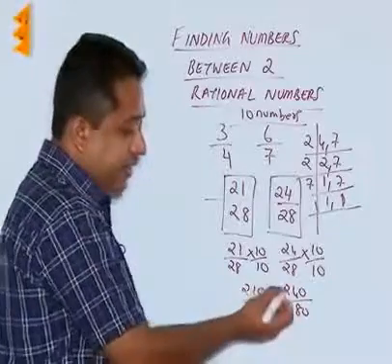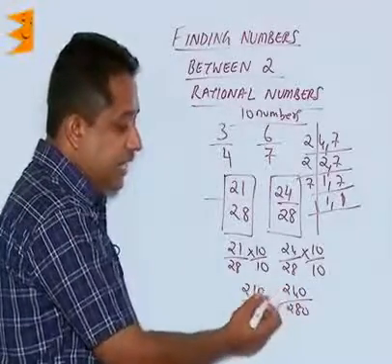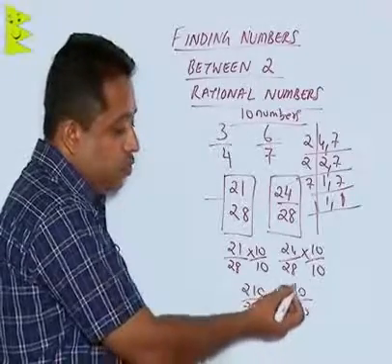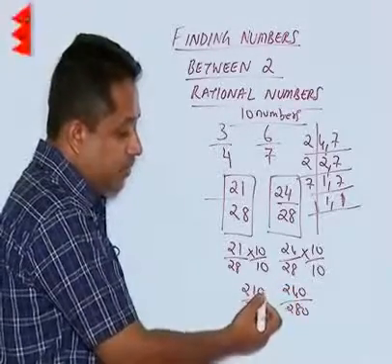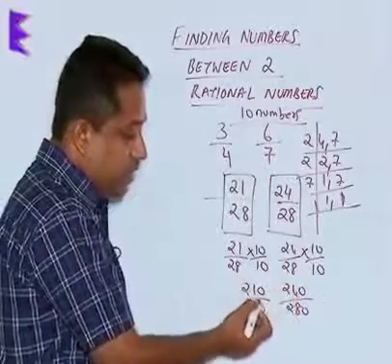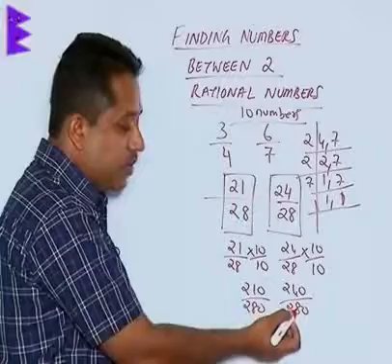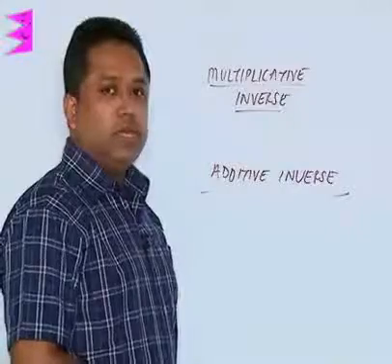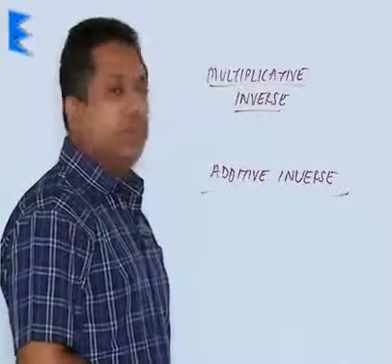And now we find that comfortably we can find 19 numbers between them. Here 211 up to 239. That's 29 numbers we can find between them. So obviously any 10 numbers between 210 by 280 and 240 by 280 can be selected and written down as the answer. Multiplicative inverse and additive inverse.